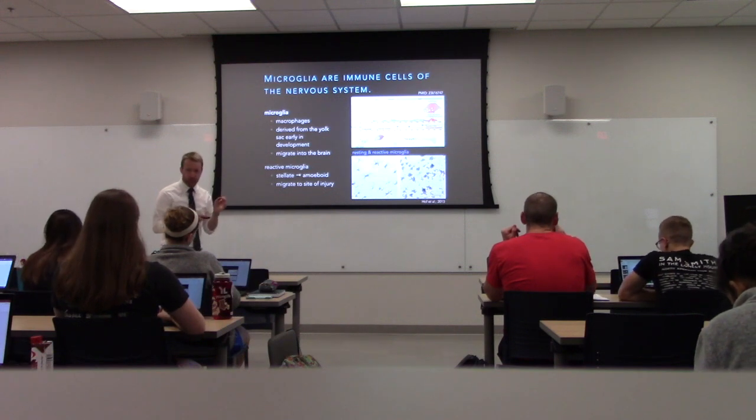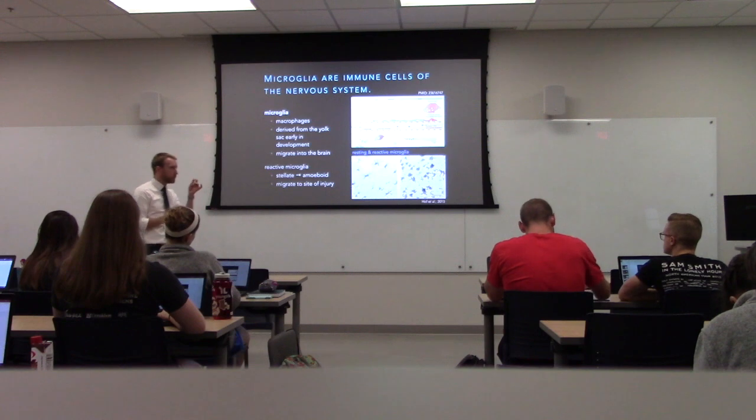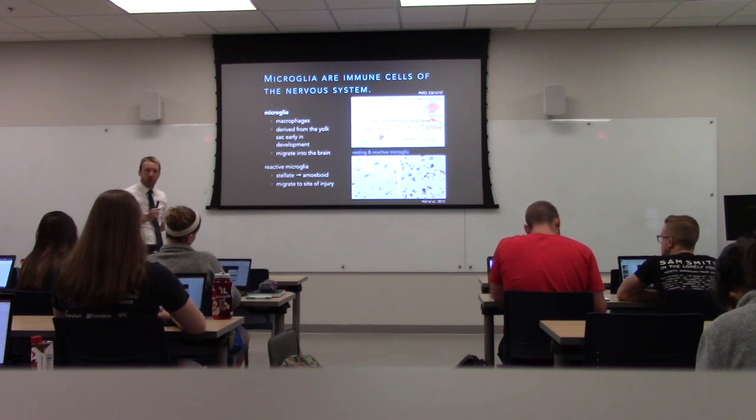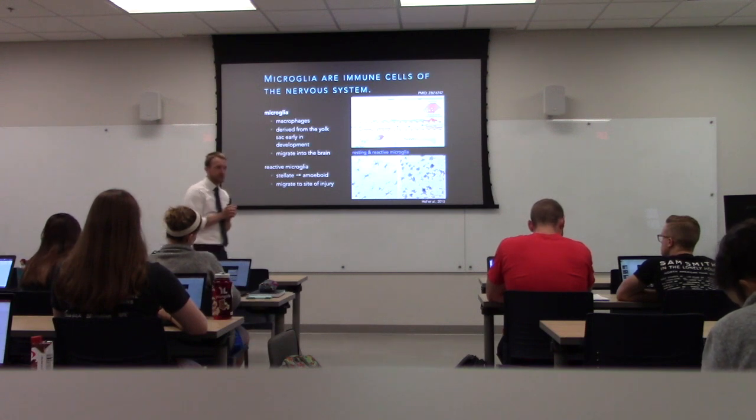They are derived from the yolk sac early on in development. So these are little blood cells that make it into the nervous system before it's closed itself off from the outside world. We've heard of microglia before. Here they are again. They do the same thing they did last semester.